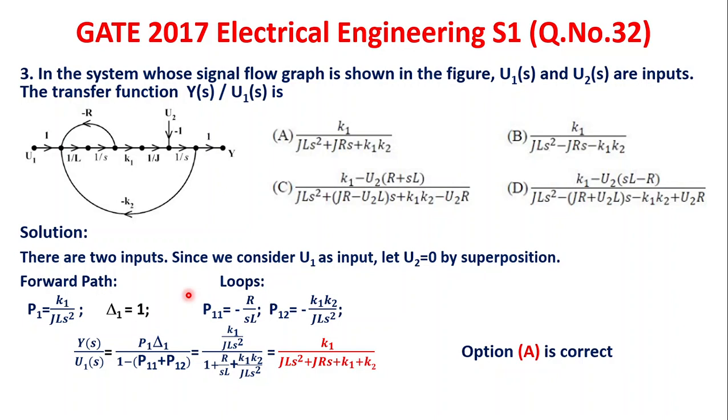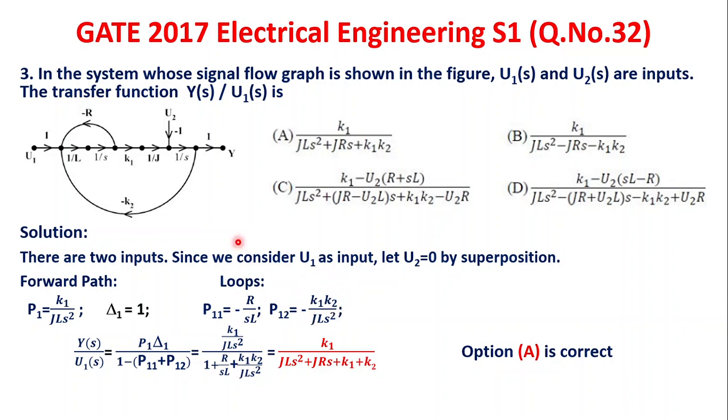Next, loops. So what are the loops? So simple loop is this. So 1 by L into 1 by S into minus R. Yeah, minus R by SL. What is the other loop? This to this, this to this, this to this, this to this, this to this, this to this. Am I right? Yeah. So you just multiply the gains of all the branches involved in the loop. That's all. So 1 by L into 1 by S into K1 into 1 by J into 1 by S into minus K2, you get minus K1 K2 by JL square.